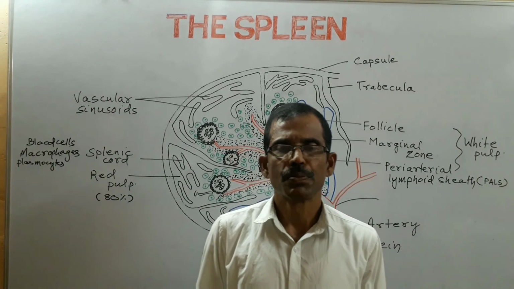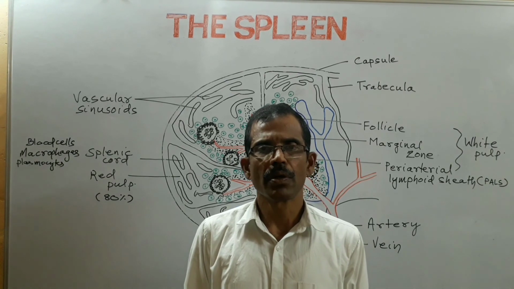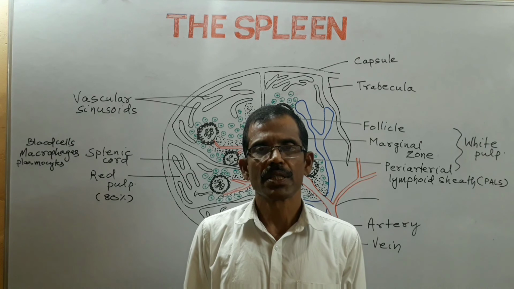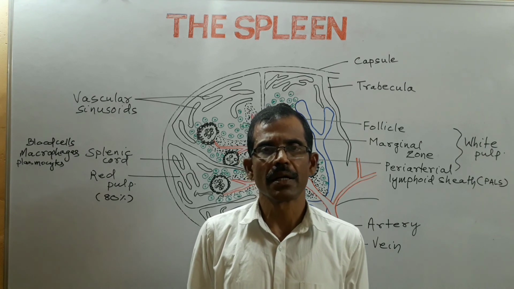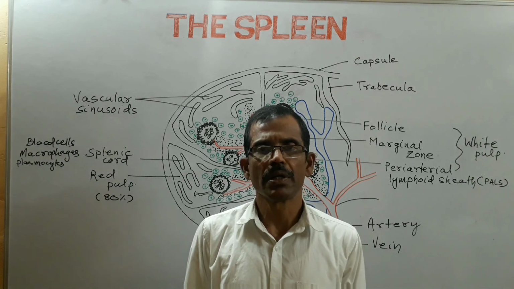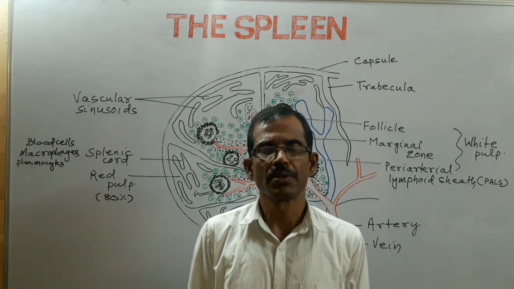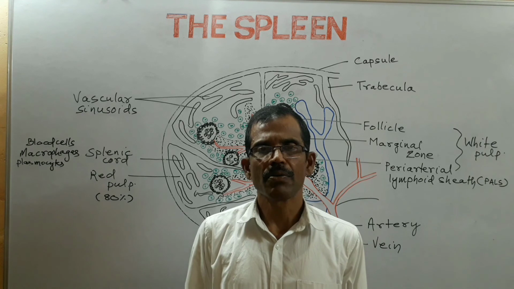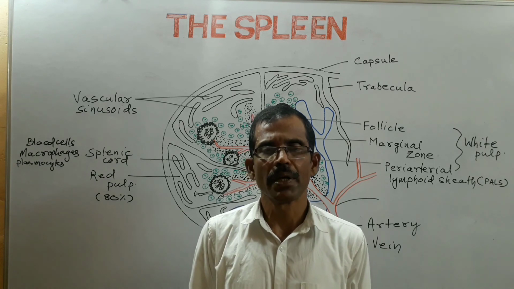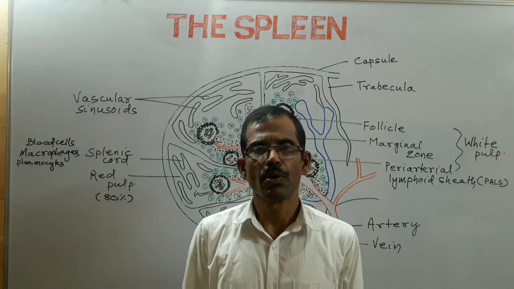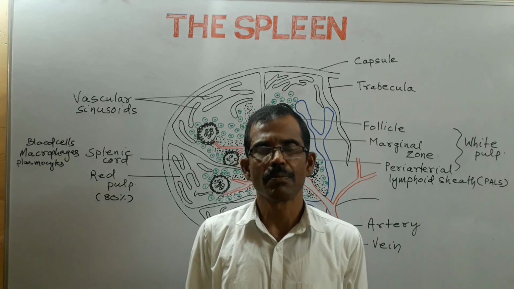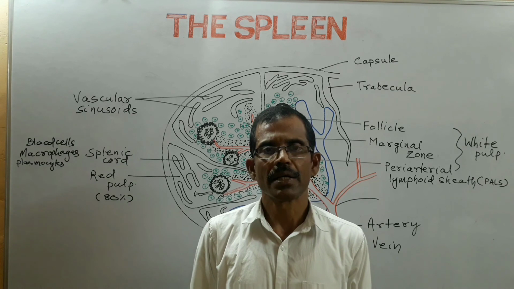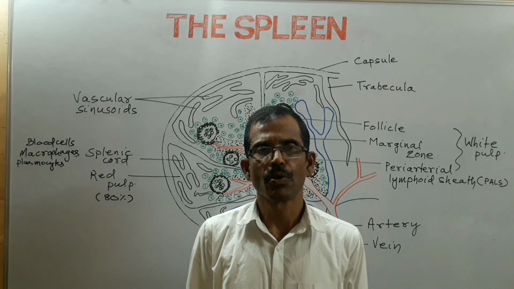Function of the spleen. The most important function of the spleen is to filter blood. The spleen is considered the graveyard for all damaged erythrocytes because it removes them from the circulation. The macrophages present in the spleen destroy old and damaged erythrocytes, thereby helping in the recycling of iron that is present in the hemoglobin.